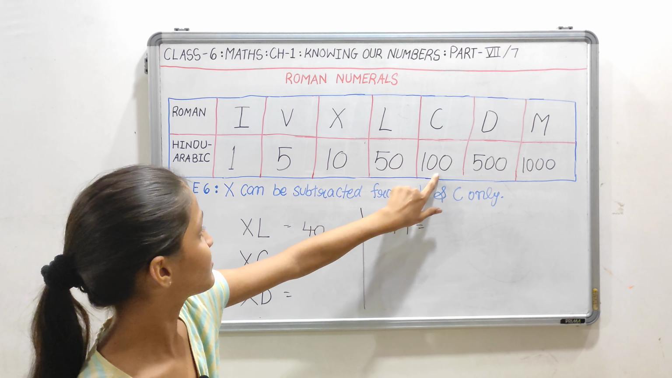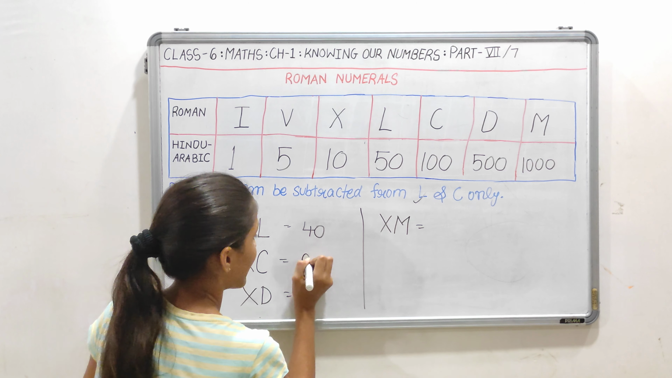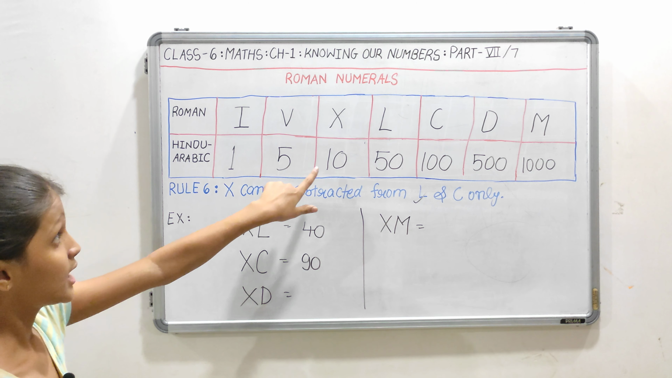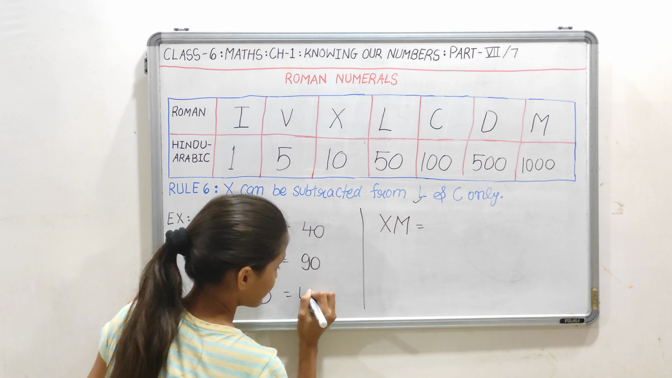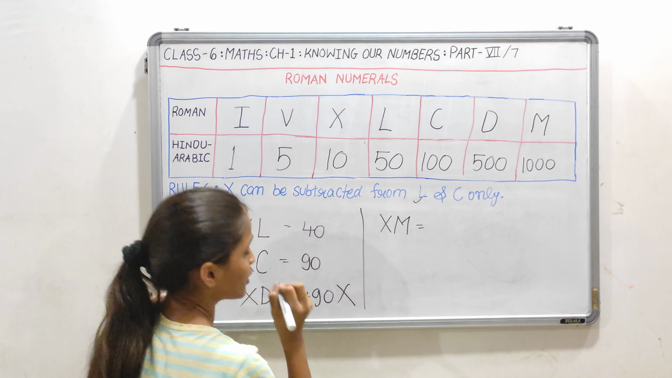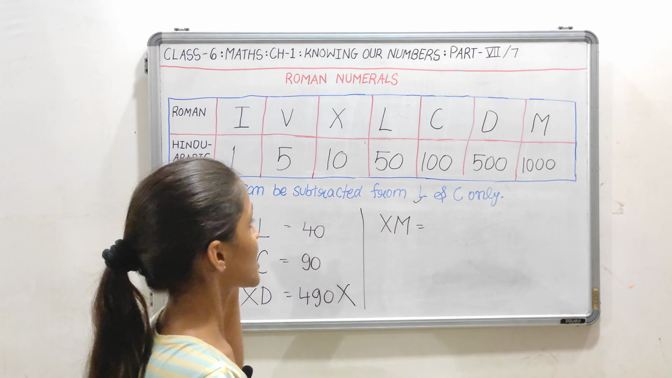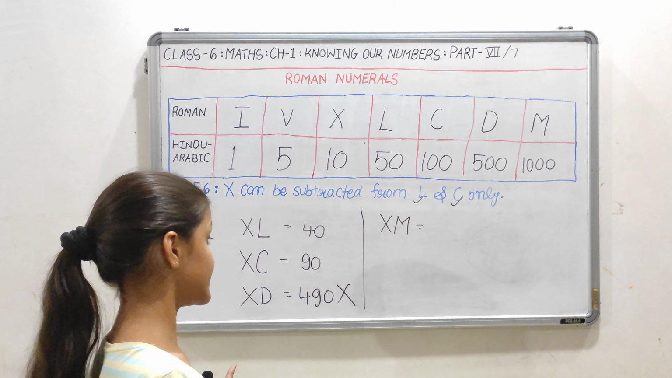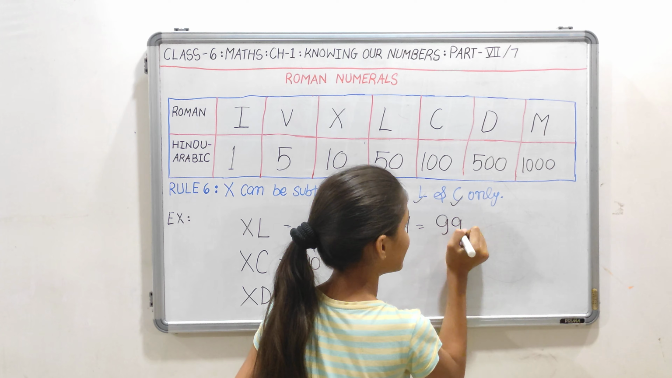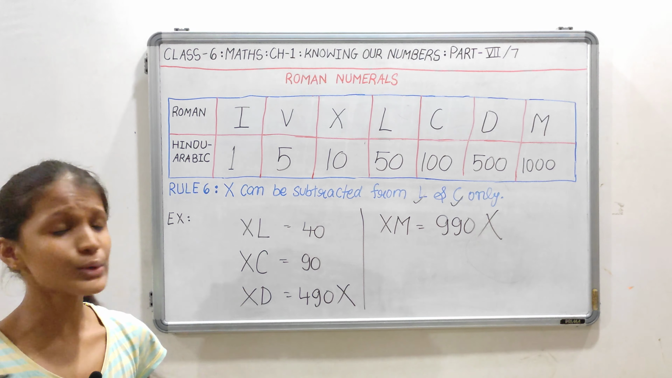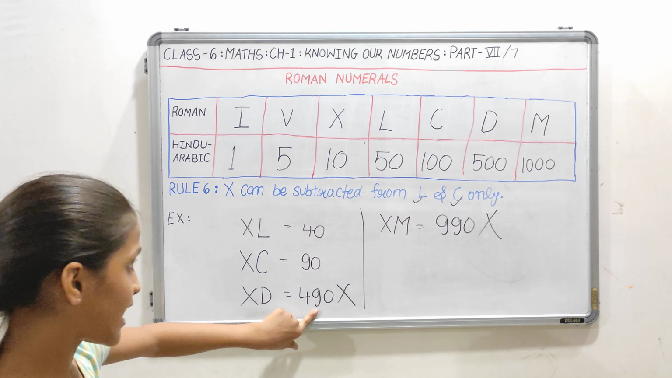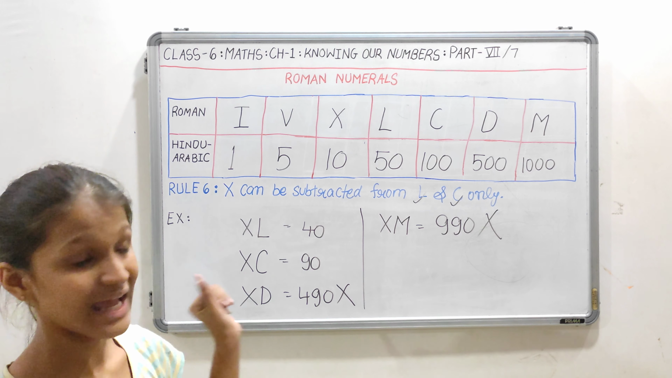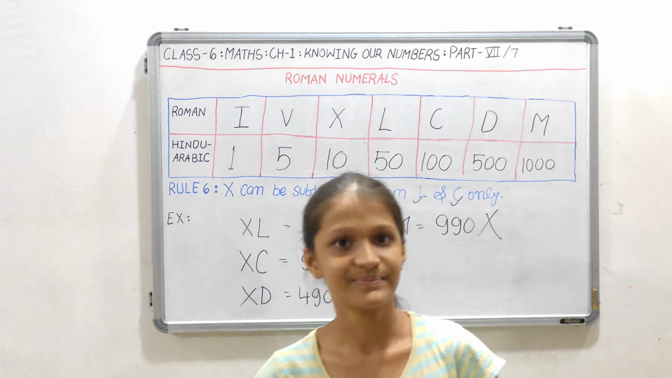Here we have XC, 100 minus 10, that is 90. But here XD, 500 minus X, 10, 490 is not possible. Never ever. So XC is also possible here. Now XM, 1000 minus 10, that is 990, is also not possible. So those who are thinking that this is 490 or this is 990 are all wrong, because X can be subtracted from L and C only.